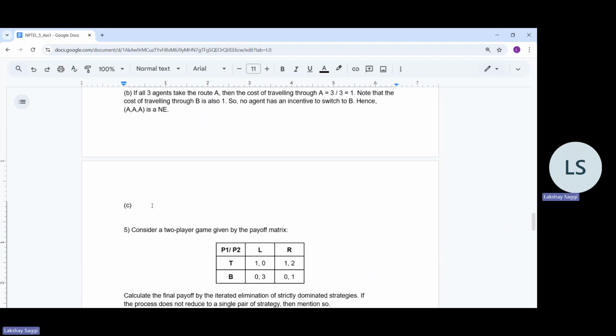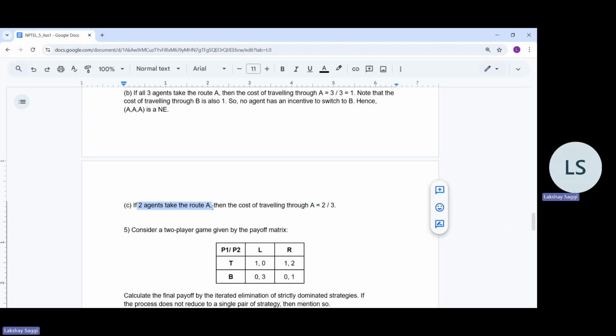If two agents take the route A, then the cost of traveling through A is equal to 2 out of 3, and the cost of traveling through B is actually 1. So no agent taking route A will have an incentive to switch, because whichever agent is taking the route A has a cost of 2 by 3. If the agent switches to B, it will have a cost of 1. So none of these two agents taking the route A will have an incentive to switch.